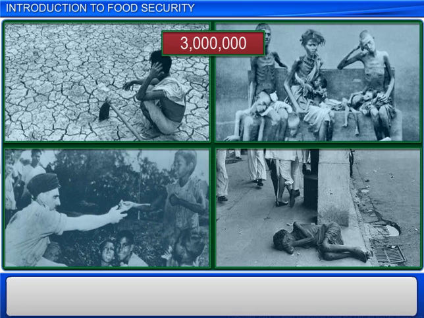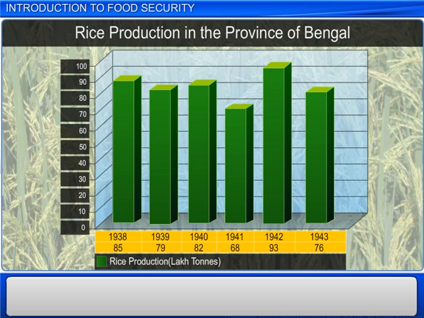A shortage of rice is often cited as the reason for the Bengal famine. However, the graph here shows that though the production fell sharply in 1941 and 1943, it was not low enough to cause such widespread famine conditions.